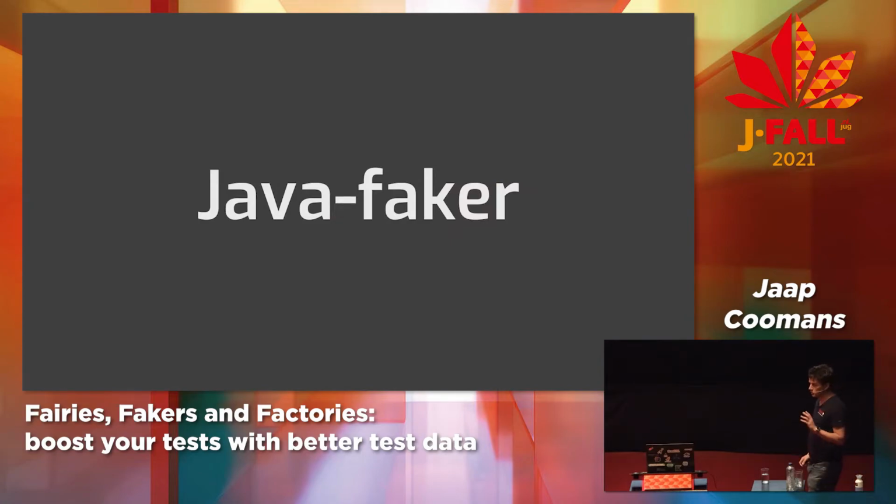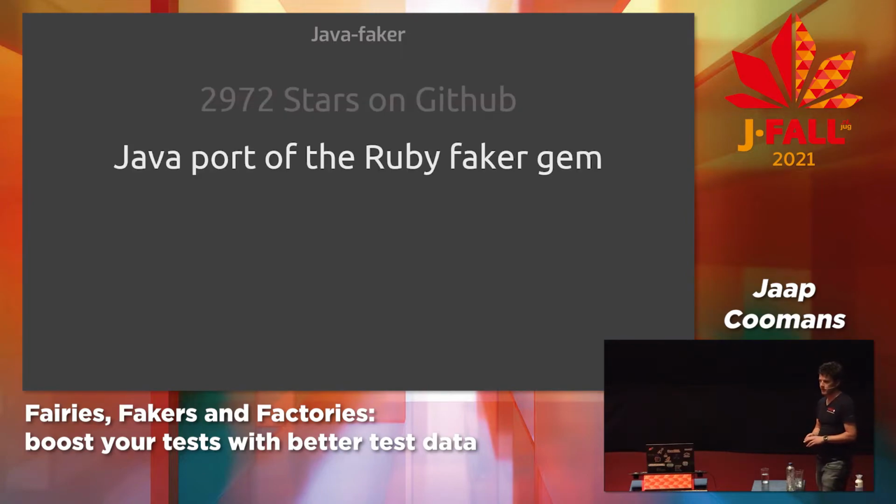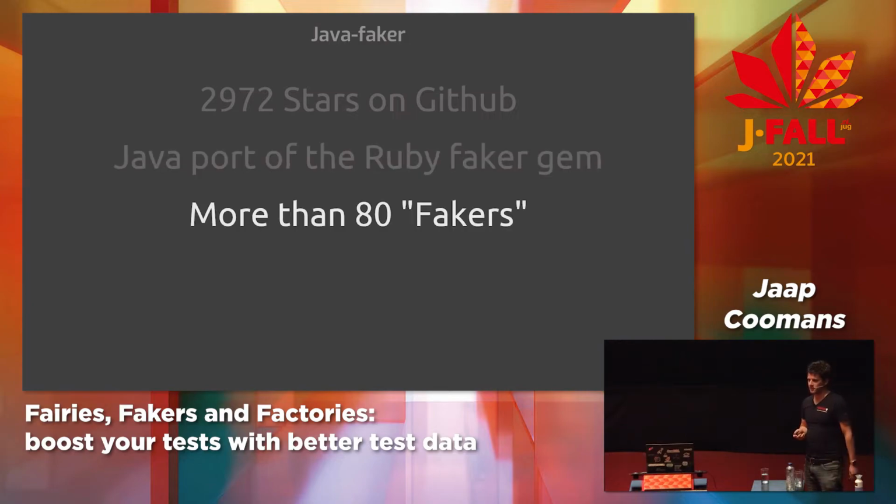So the one that I do use a lot, Java Faker. It's also an open source project, close to 3,000 stars on GitHub. So, well, a little more adoption. And this is actually the Java port of the Ruby Faker gem. So if there are any Ruby developers in the room, you might recognize it. I see at least one head nodding, so that's good. And it has more than 80 fakers.